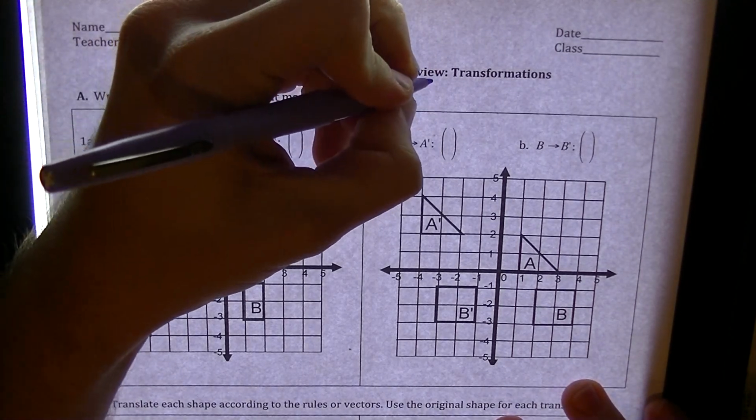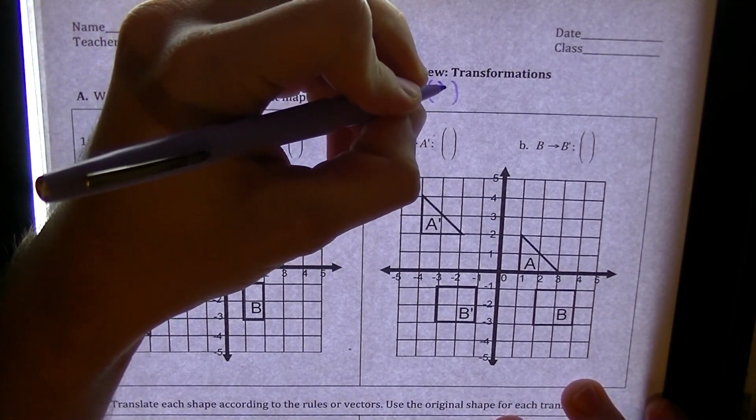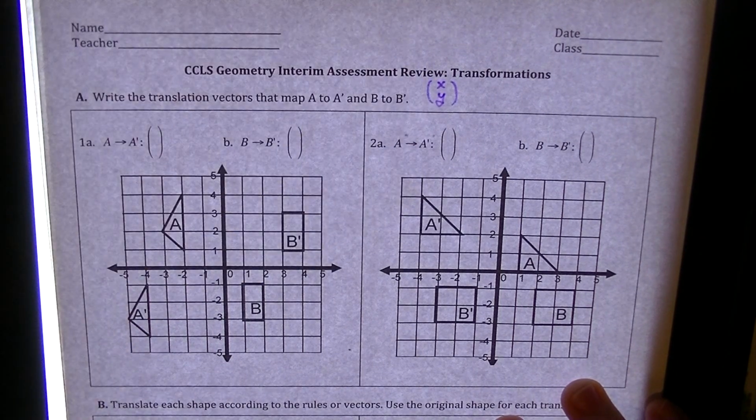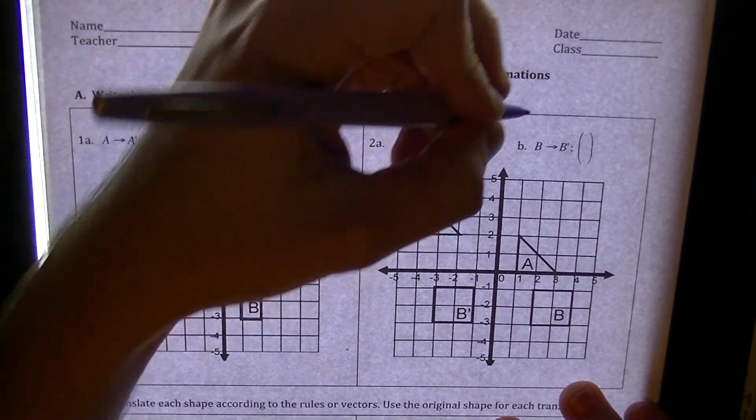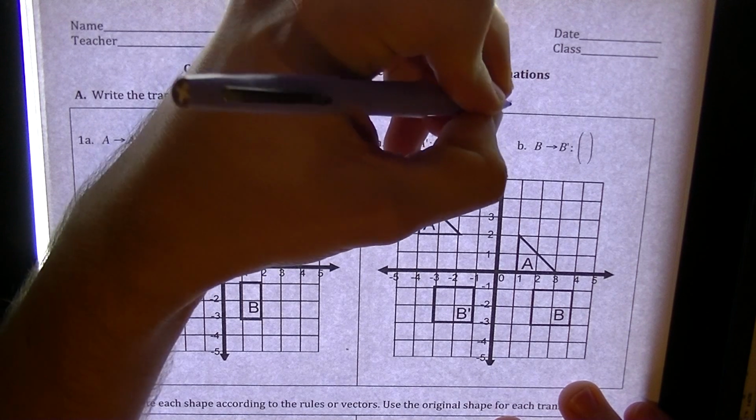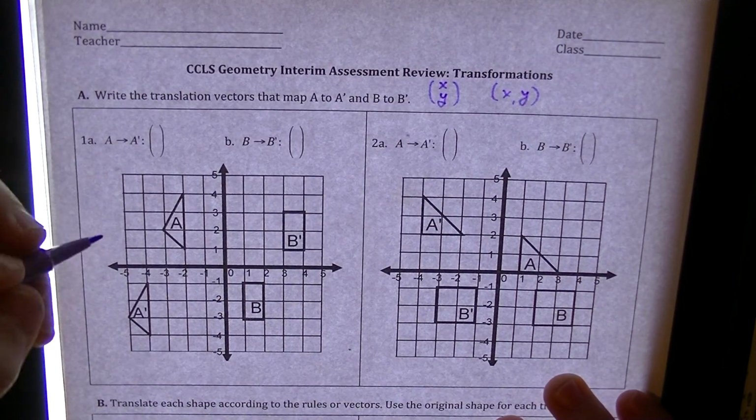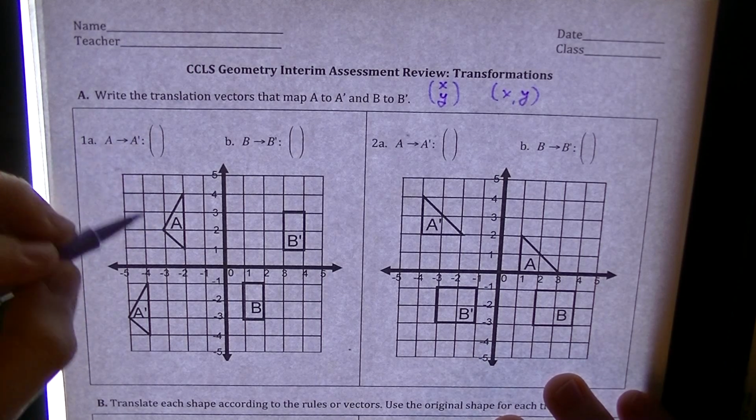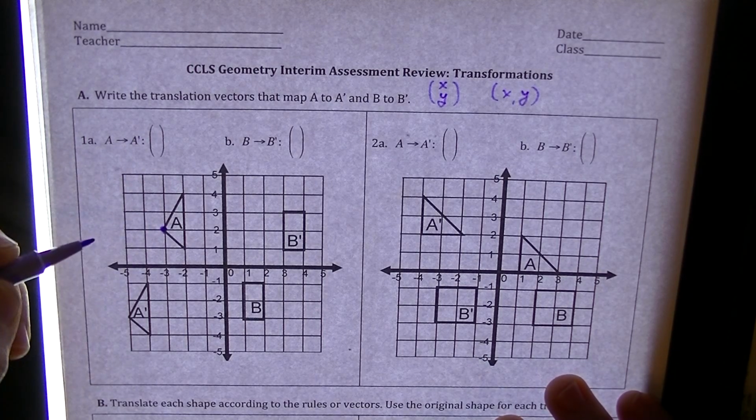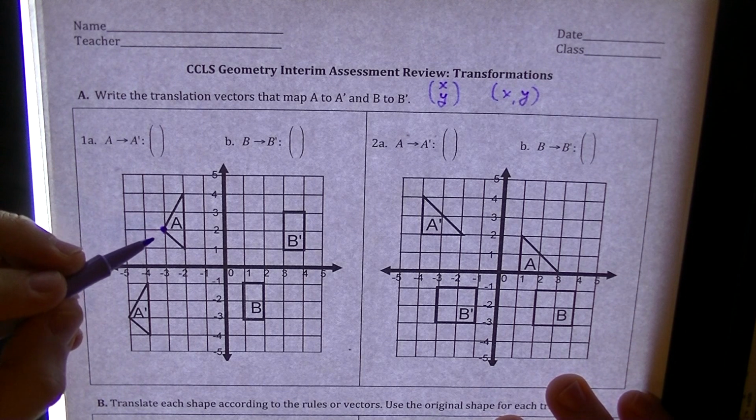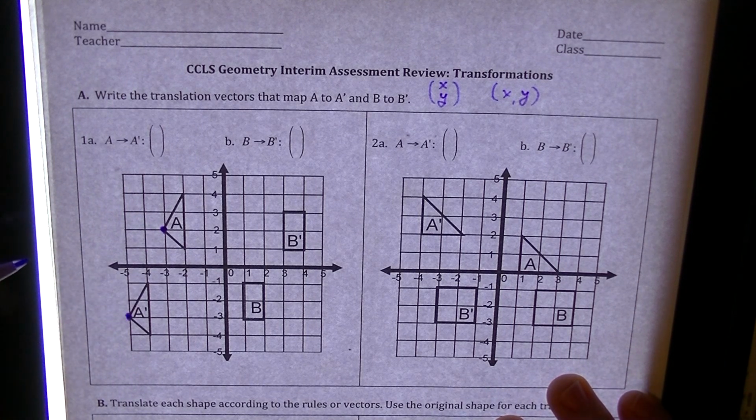The vector was just, I have the change in X and the change in Y on the bottom, instead of just saying something like the change in X, comma, the change in Y over there. It's just a different way of writing the same thing. So to go from A to A prime here, I'll choose a point on A, and I need to choose a corresponding point on A prime and see how far I moved.